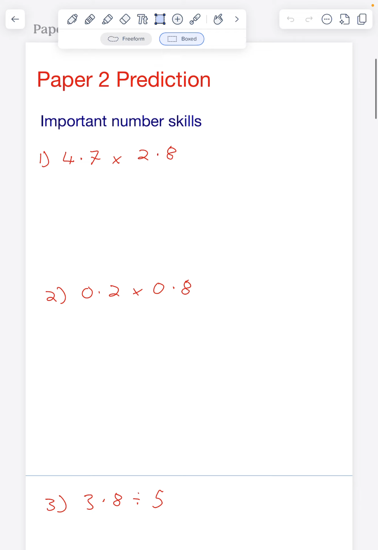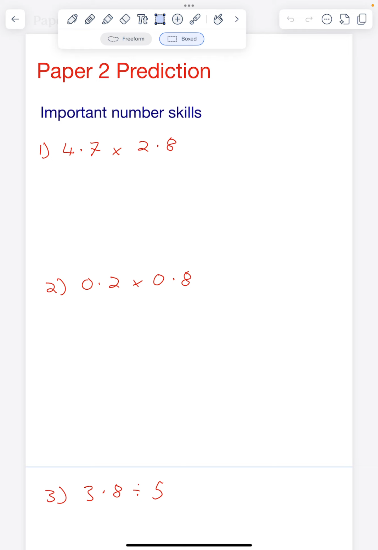like timesing decimals, fraction work, indices stuff, okay, stuff kind of at the start of the papers that is important that we get it correct, but also things like timesing and dividing fractions, things that will be very important skills to have later on for the latter questions in the paper. Okay, so this video will be on that kind of stuff, so looking at important number skills.